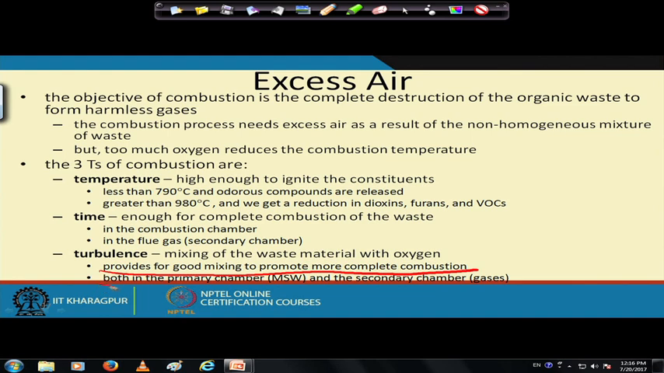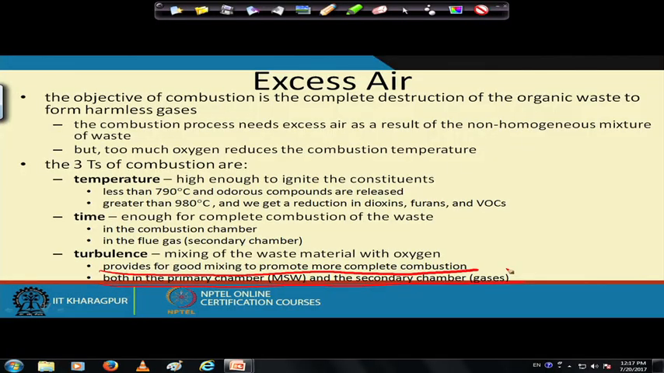And we do it for both the primary chamber and the MSW, and then the flue gas which is released is burned in the secondary chamber. You will see some sketches where there also we try to mix them. So mixing helps in reaction. Basically we are trying to make the reaction as complete as possible.